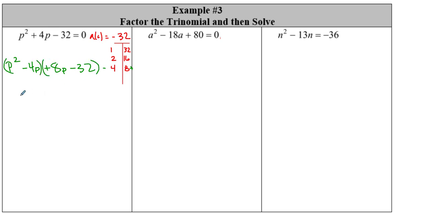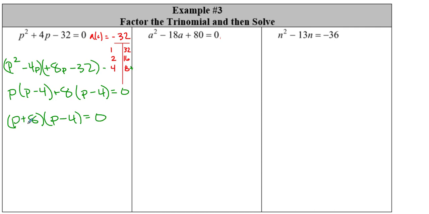Let's go ahead and group these. And then we factor out that GCF. So I got p minus 4. And then I'm going to take out a positive 8. And I'm left with p minus 4. And remember, this is equal to 0. So now we got p plus 8 times p minus 4 equal to 0. So I got 2 factors equal to 0. I need to put the zero product rule and set each of these factors equal to 0 and solve.